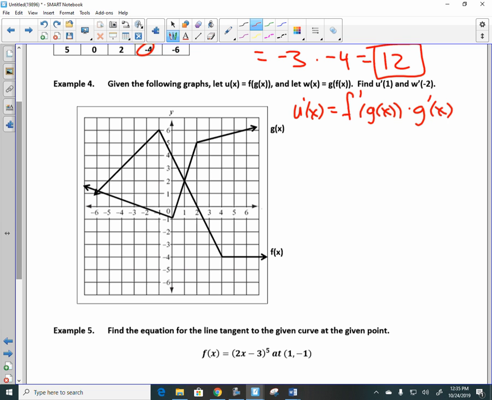See it? And what is the x value at which I'm evaluating this? 1. So u prime of 1 is f prime of g of 1 times g prime of 1. What does that mean, g prime of 1, if you're looking at a graph? The slope. This is g right here. The slope at 1. What's the slope of that line right there that I drew in red? 3. Very good.